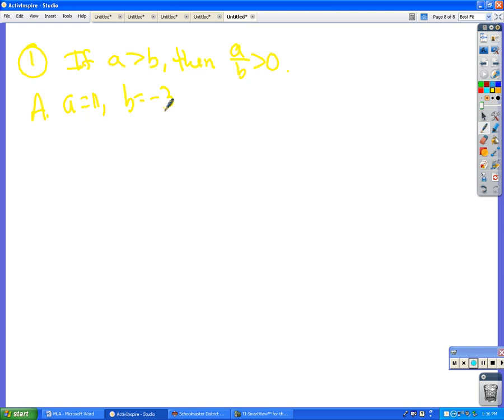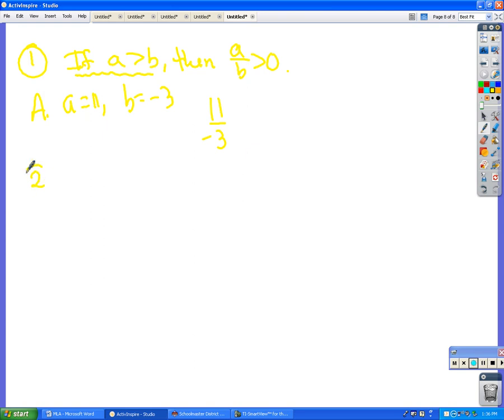Well, that was easy. Is A bigger than B in this case? Yeah, so we've met the conditions. Is A divided by B positive? No, because 11 divided by -3 is a negative number, so that would be less than 0. So that is a counterexample to their argument. So that proves that the conjecture must be false.